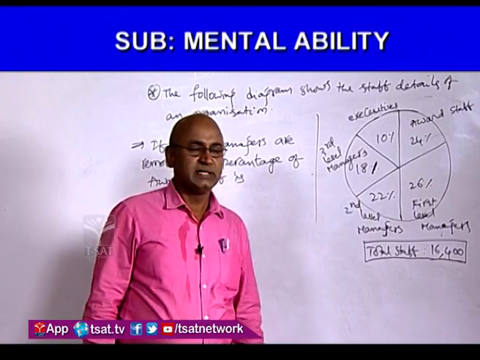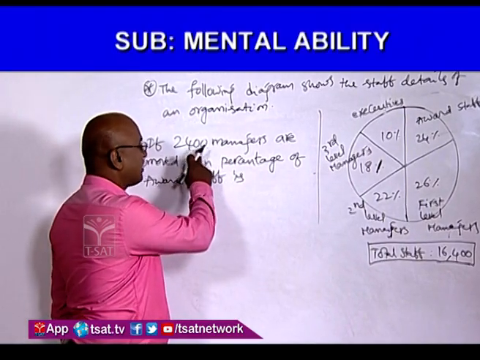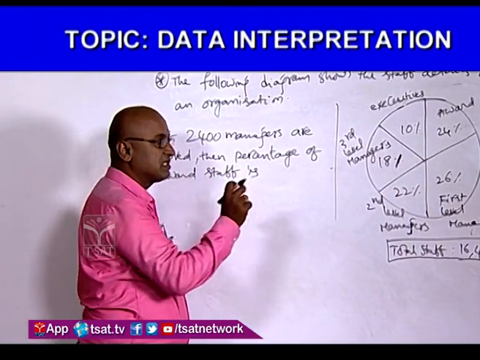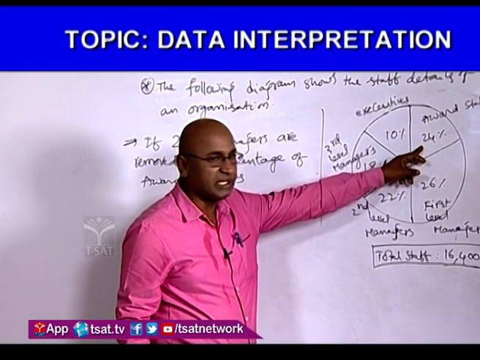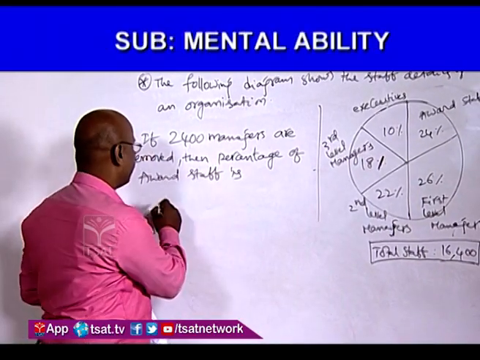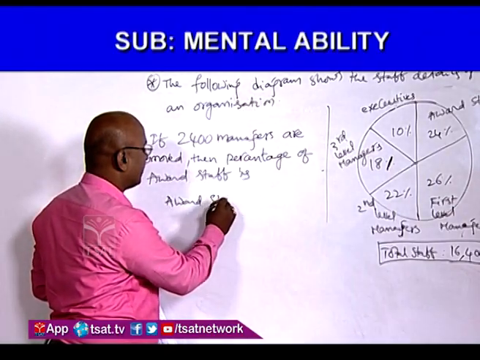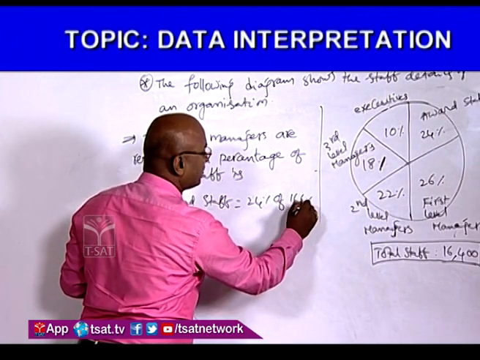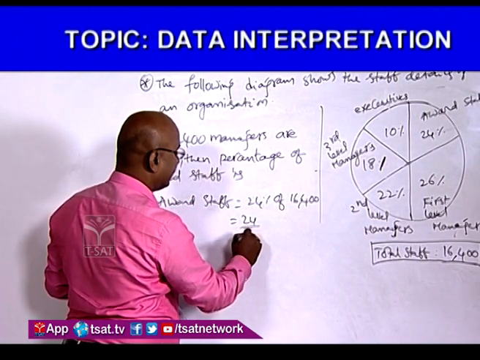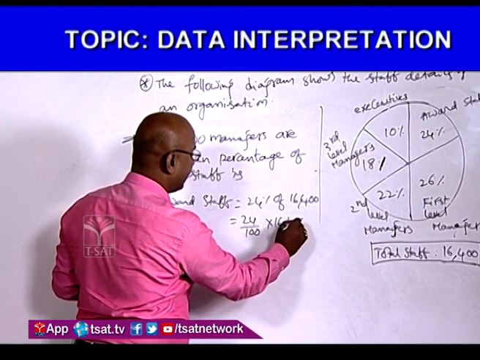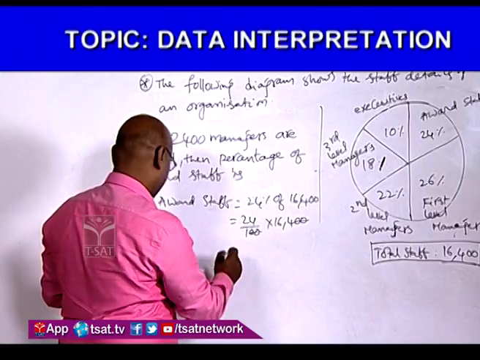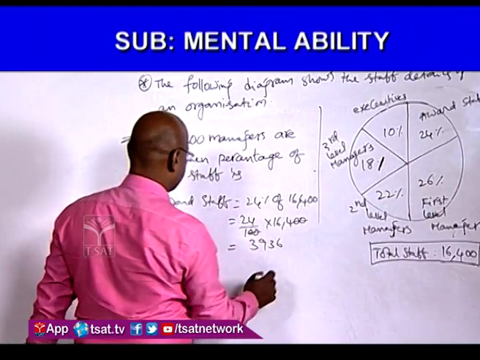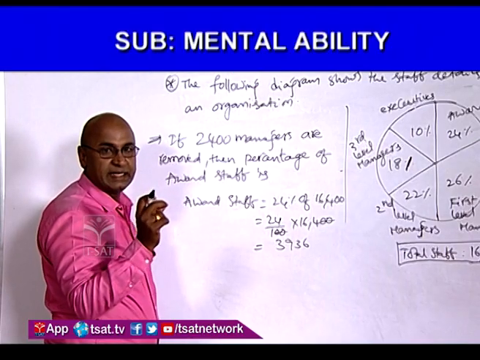The next problem is as follows. If 2,400 managers are removed, then what is the percentage of the award staff? Award staff is 24%. First we will find out the award staff. So the number of award staff is equal to 24% of the total staff, that is 16,400. So 24 by 100 into 16,400, cancelling two zeros, that is equal to 24 into 164, which is 3,936.